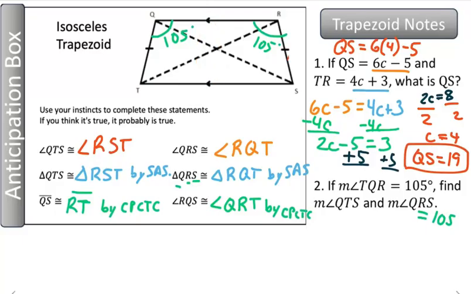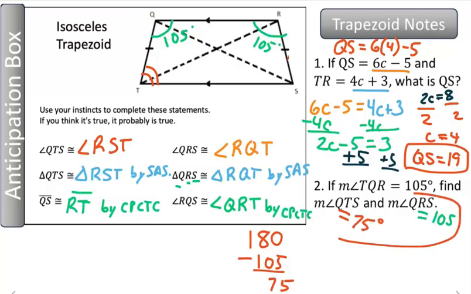And so this angle down here, QTS, is going to be the supplement of 105 because same side interior angles are supplementary for parallel lines. So let's do 180 minus 105, and we get 75 for the measure of angle QTS. All right, so we found those two missing angle measures that we're looking for.